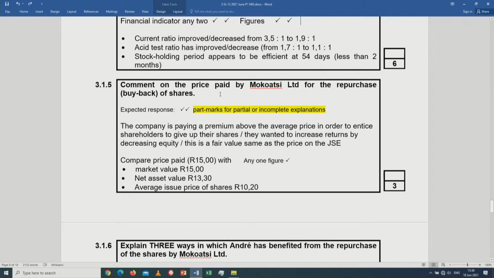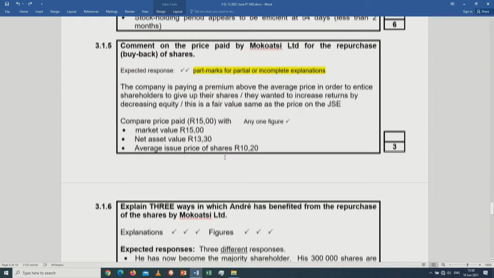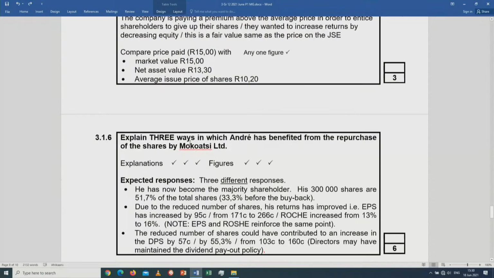A comment on the price paid by Mukwati Ltd for the repurchase, the buyback of shares. The company is paying a premium above the average price in order for shareholders to give up their shares. They wanted to increase returns by increasing equity. This is a fair value, same as the price on the JSE. They must compare the 15 with any of this, the market price or the market value, the net asset value, and the average. So we need to check the information there.